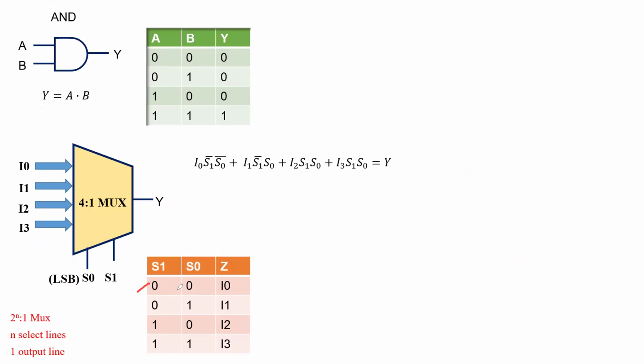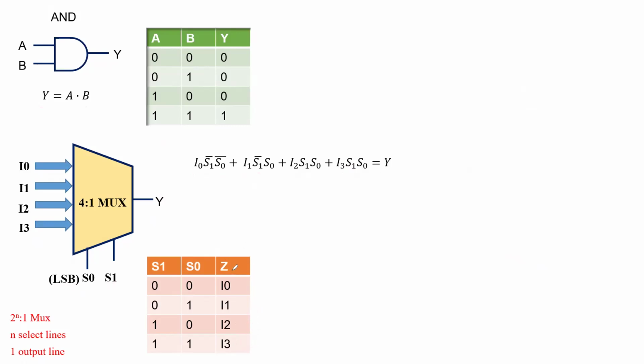So what we see here is, when S1 and S0 are 0, 0, the output gets connected to I0. When S1, S0 are 0, 1, I1 gets connected to Z. When S1, S0 are 1, 0, I2 gets connected to the output. And when S1, S0 are both 1, I3 gets connected to the output. So this is the familiar truth table.